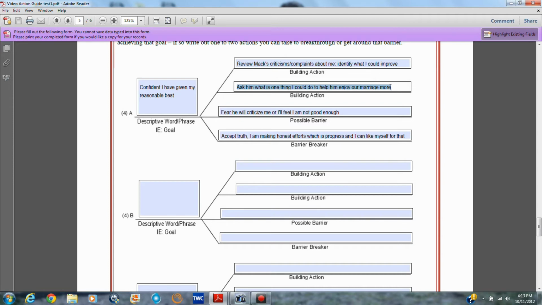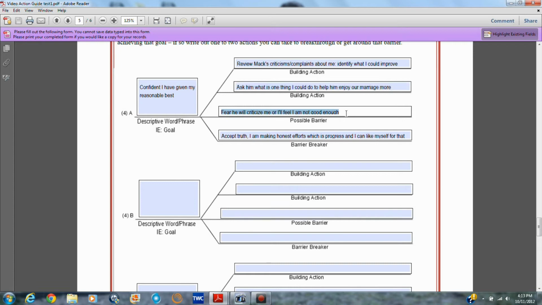So the action 2 that she could take is to ask him, what is one thing I could do to help him enjoy our marriage? This is exactly the Marriage Navigator question. It's basically saying, Mac, how can I add to the positive side of your feelings for me, especially as it relates to my marriage, to our marriage?